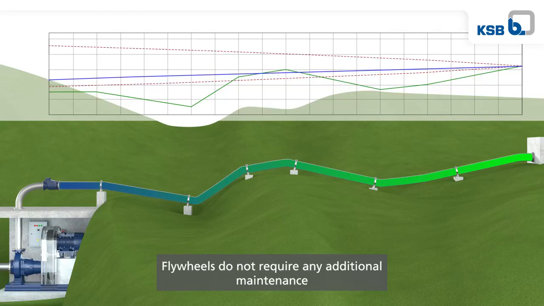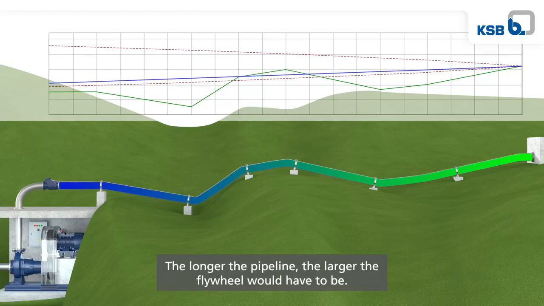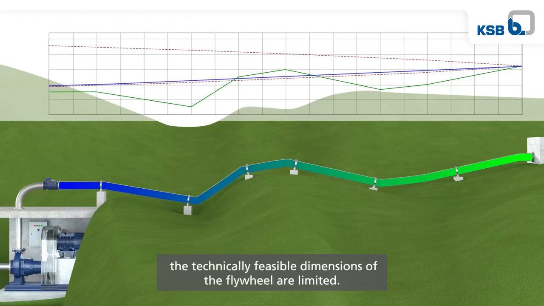Flywheels do not require any additional maintenance and are extremely reliable in operation. The longer the pipeline, the larger the flywheel would have to be. In the case of very long pipelines, the technically feasible dimensions of the flywheel are limited.